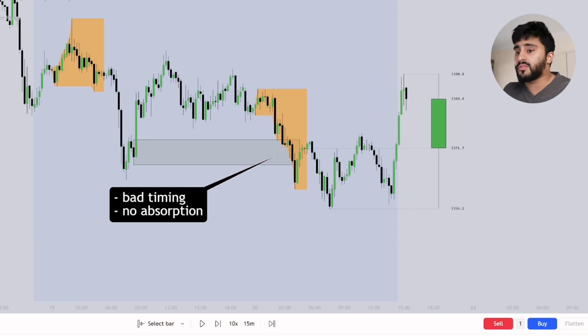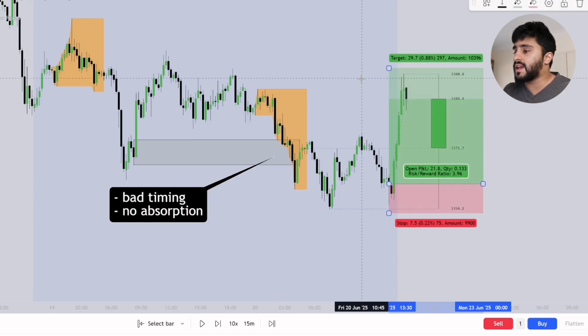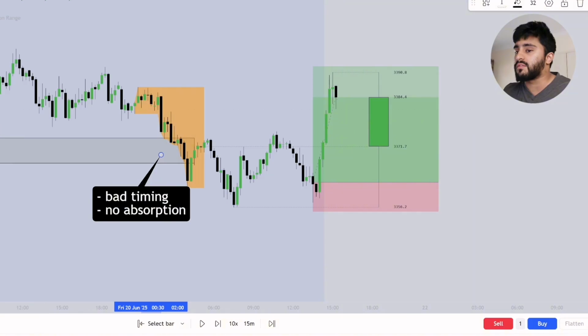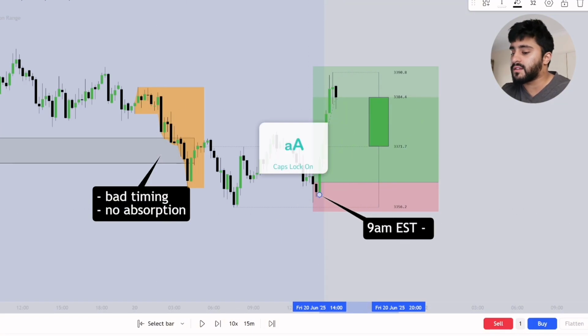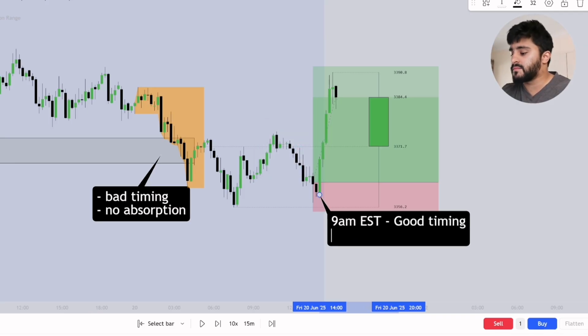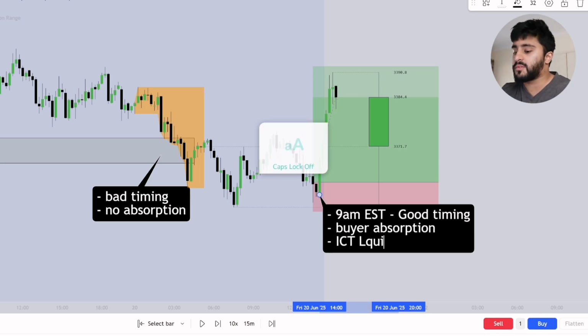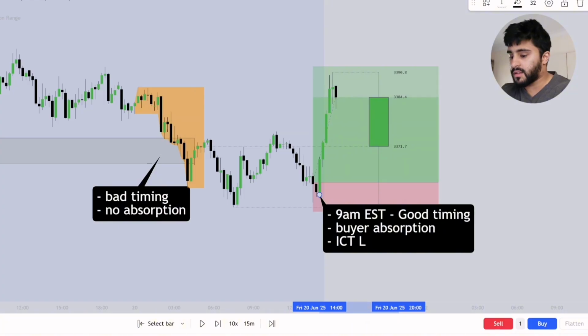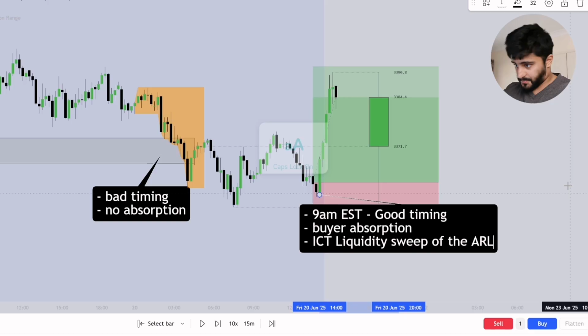Whereas over here, the winning trade, so this was roughly the winning trade from this fair value gap. This had every single context confluence in our favor. We had New York session right over here, so this was about 9 a.m. EST. So we had good timing. That's the first thing. The second thing is that we had an absorption, what we call buyer absorption. And also we had our regular ICT liquidity sweep of the Asian range low.